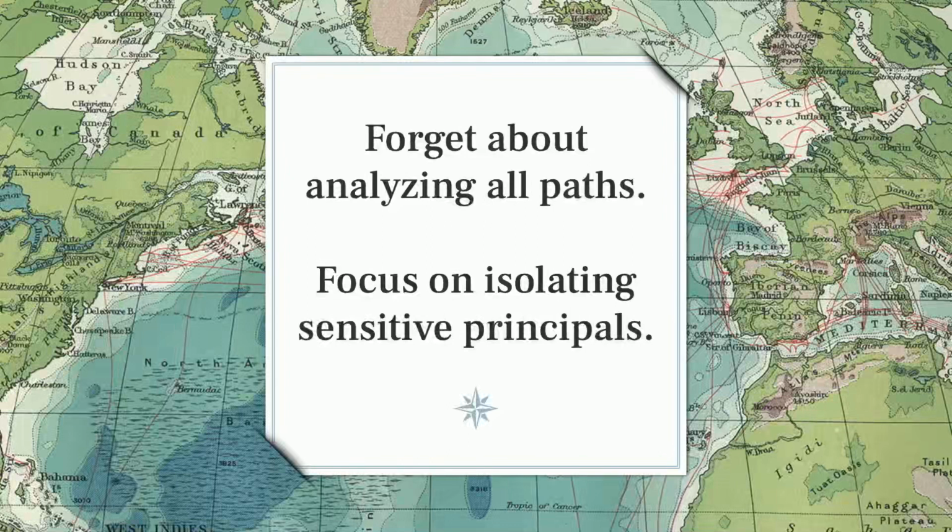Let's replace that with domain admins and domain users. So forget about analyzing all paths. Focus on isolating sensitive principals and focus on understanding what the outbound privileges are that are held by the built-in security groups. Also, privileges that are held by more or less all-inclusive security groups in Active Directory as well that are not default and built-in.